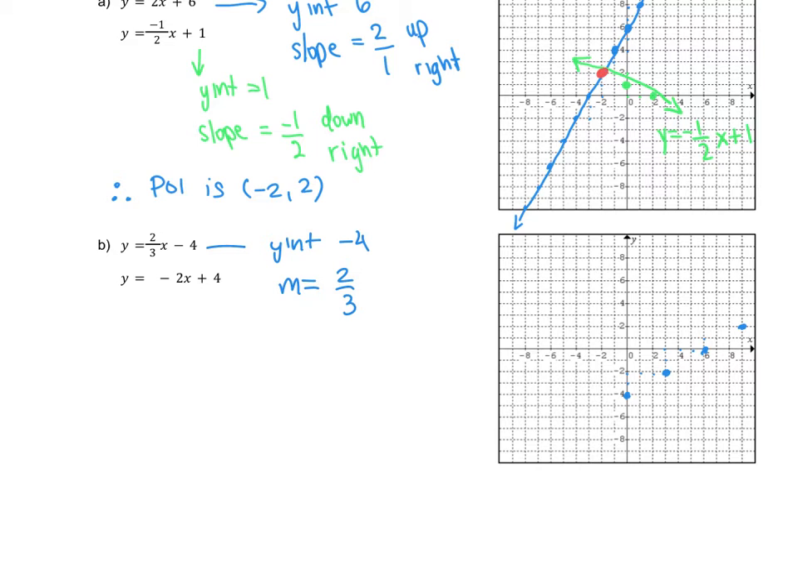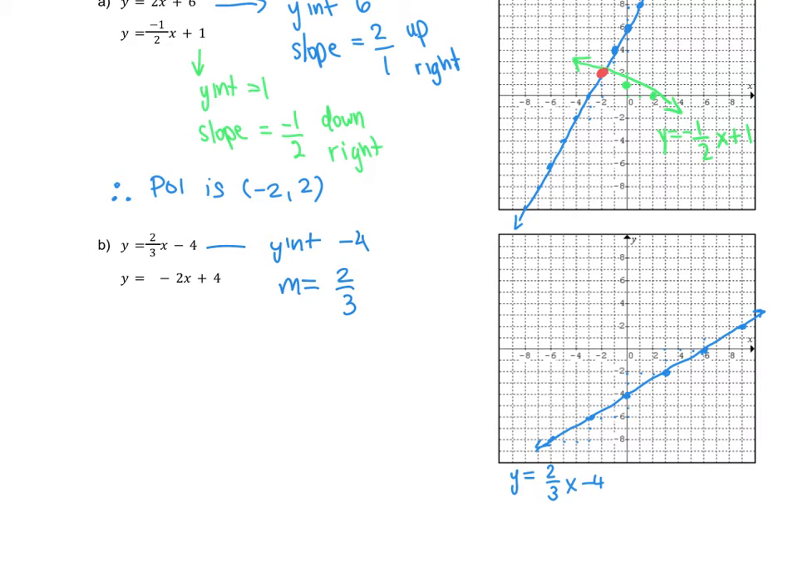And because I want to do the entire grid, I'm also going to go back to my y-intercept and now go, instead of up, down, instead of right, left. So down 2, left 3. Now I'll connect my dots. You should do this with a ruler. Label my line.